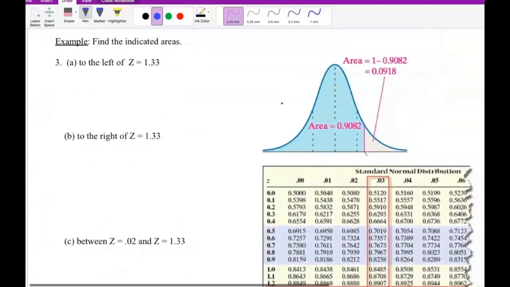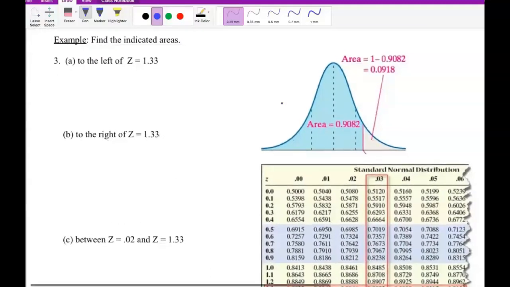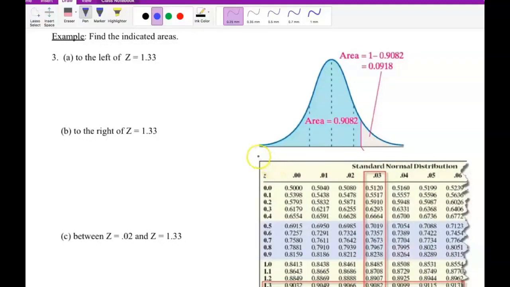Okay, now example number 3, find the indicated areas. Part A, we need to find the area to the left of z. Z is 1.33. If you remember, here we have the mean. So on the left side, since the z-score is 1.33, if that was here, we need to find what the area is on this part, so all these.